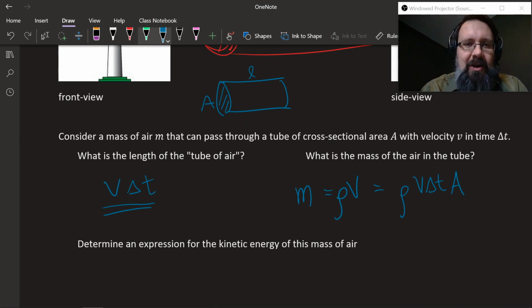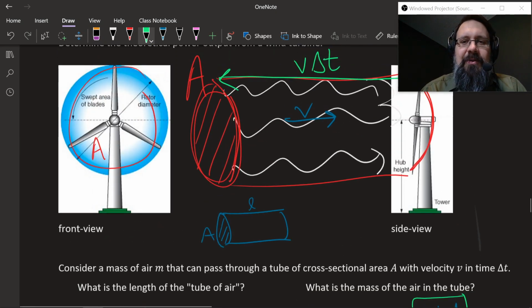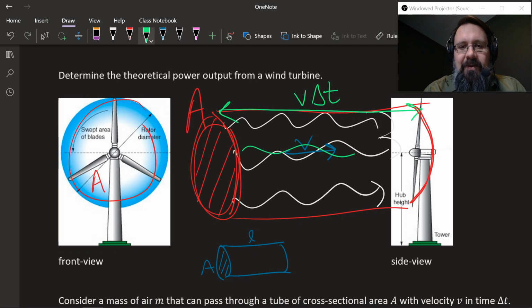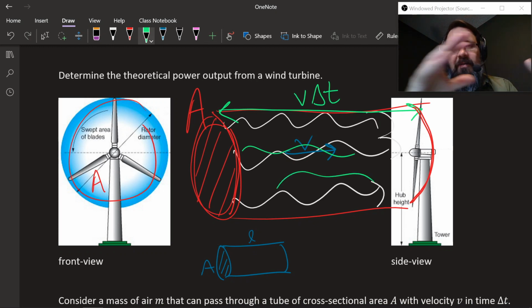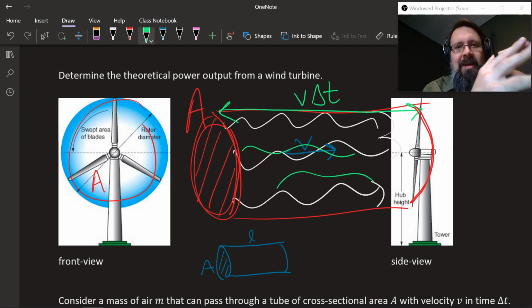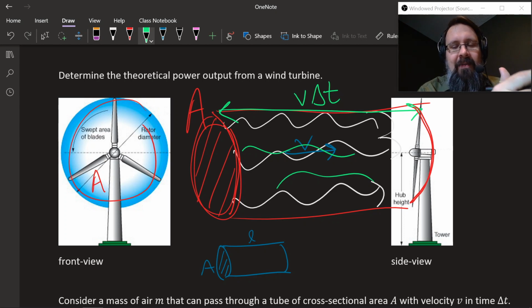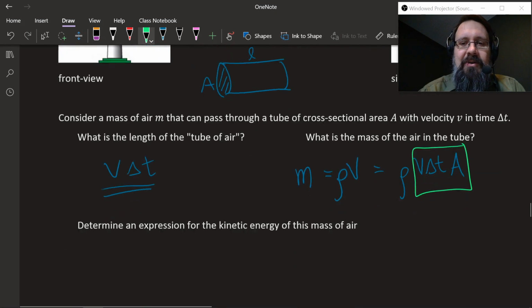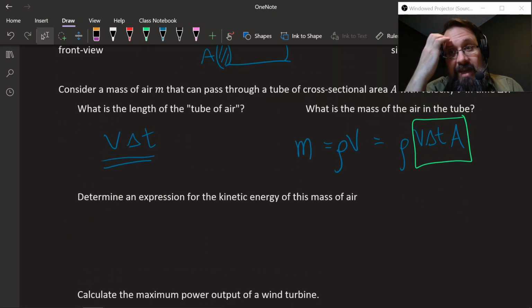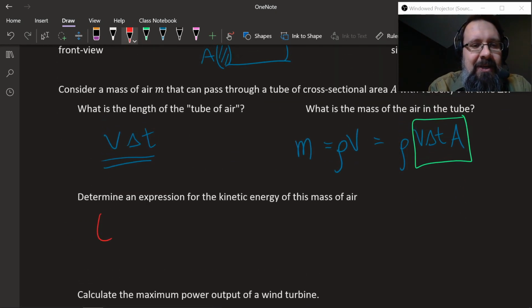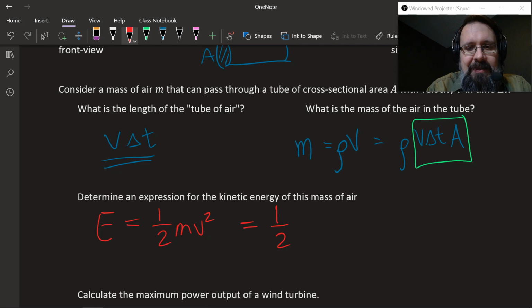And realize that this whole piece here is just the volume of the air in that tube. As this air flows, a certain amount of air is going to hit the turbine. What we want to do is calculate the kinetic energy of all that air and then put it into the power equation. So determine an expression for the kinetic energy of the air. Well, we know how to find kinetic energy. It's 1/2 mv squared. So we know what the mass is.